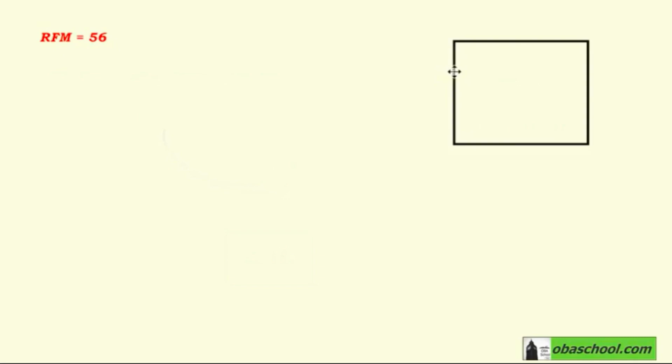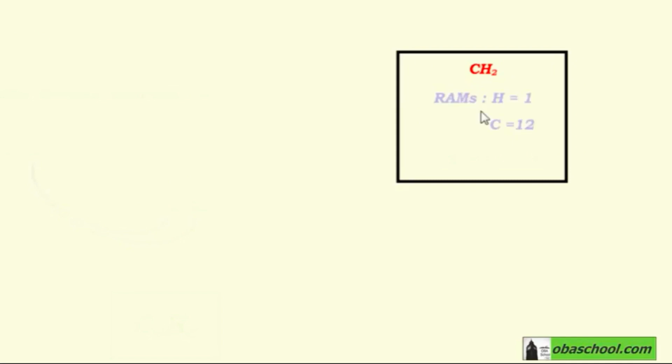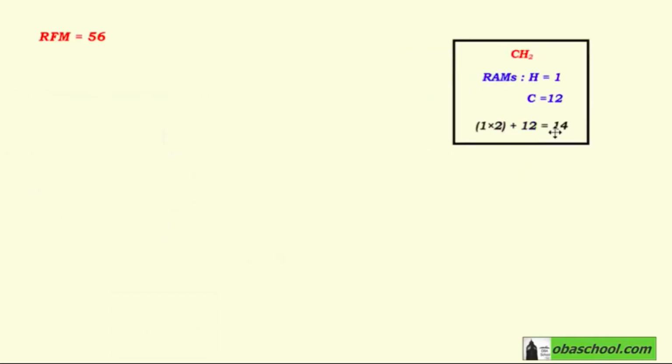Look here at this box. The RAMs are 1 for hydrogen and 12 for carbon. So let's calculate the relative formula mass for this CH2. We have 1 carbon atom, so the 12 stays as it is. Plus, we have 2 hydrogen atoms, so we will multiply 2 by 1 to obtain 14. As you can see here, the relative formula mass of CH2 is now 14.